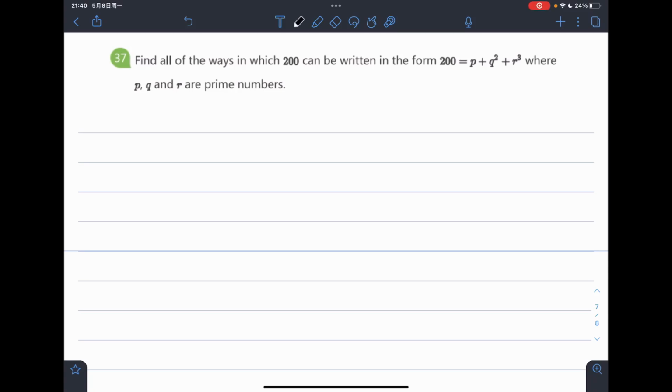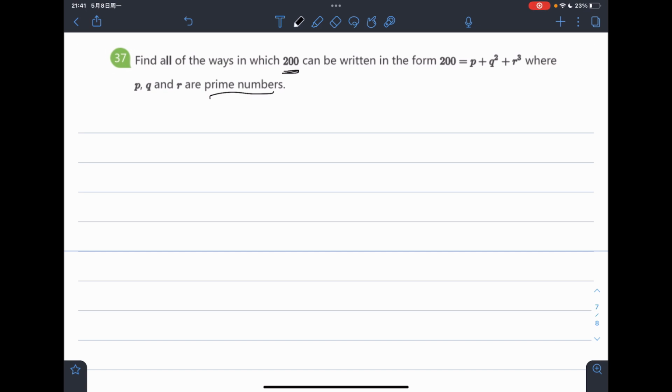Number 37, find all of the ways in which 200 can be written in the form 200 equals the sum of p plus q squared plus r cubed, where p, q, r are prime numbers. Okay, so have you noticed that the sum of them is 200, which is even? So it means p, q, r cannot all be odd, nor can just one of them be odd.